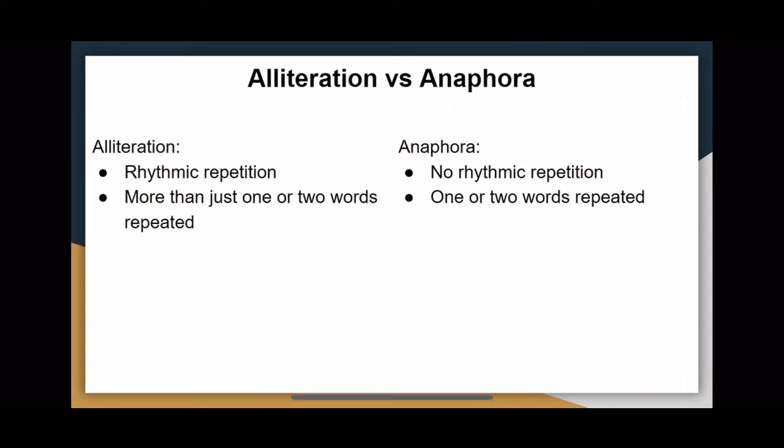For example, he was just at the wrong place at the wrong time with the wrong person. This is an example of an anaphora. The only word repeated was the word wrong. There was no rhythmic repetition and no other words that started with the letter W, other than the word with. That doesn't really count.